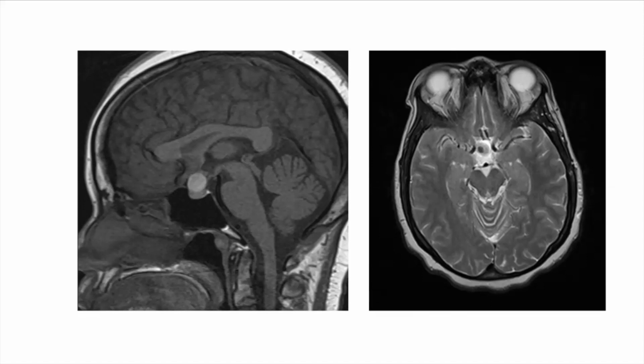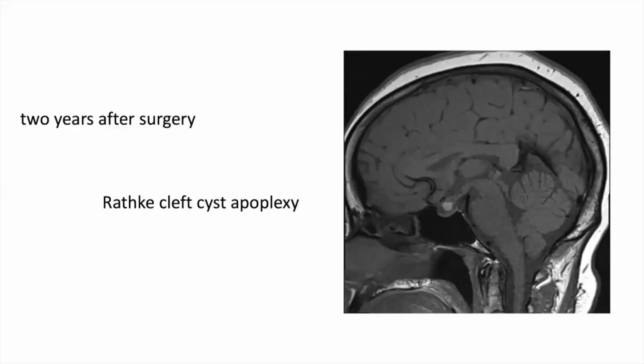The patient went to surgery. This was proven at surgery. So this is what's called apoplexy of a Rathke's cleft cyst. So we think about apoplexy being associated with pituitary tumors, but you can also see that with Rathke's cleft cyst. Two years after surgery, we actually see recurrence of the Rathke's cyst, again, separate from the pituitary gland.